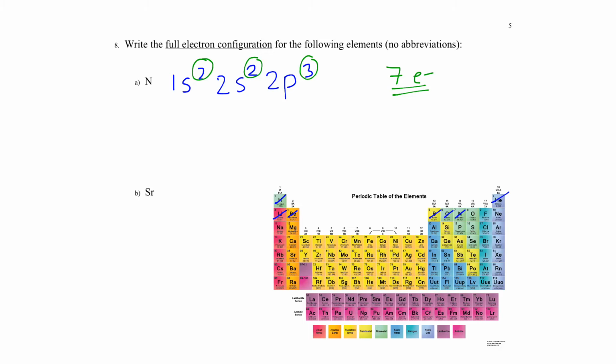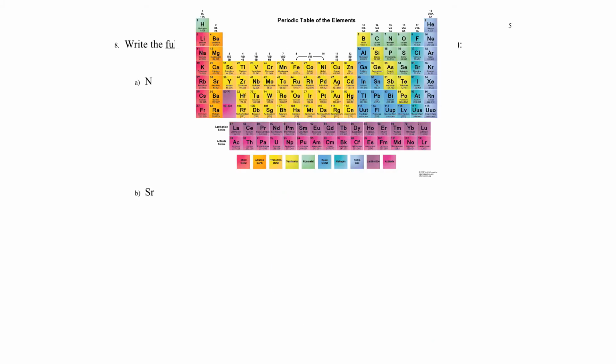So, I'm just going to reset this for a moment. If you need to copy down the example for nitrogen, please make sure you pause the video right now and go ahead and copy that down while I rearrange this a moment. Alright, so we're now writing our electron configuration for strontium.